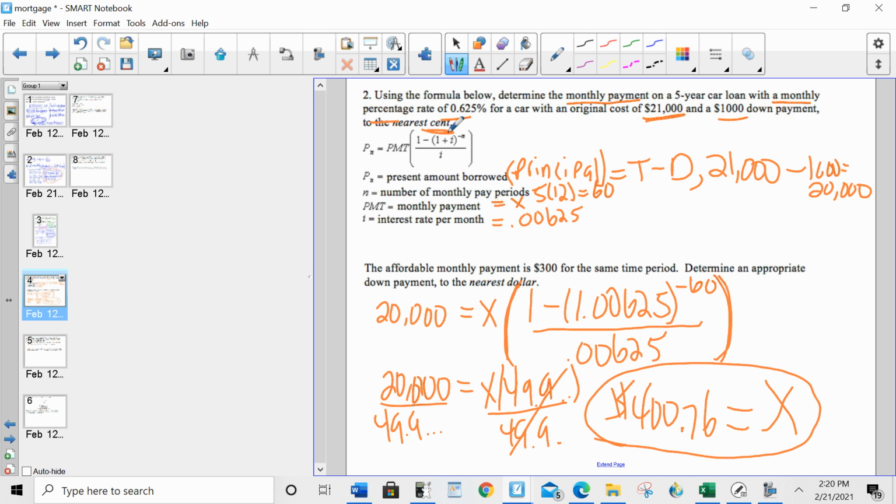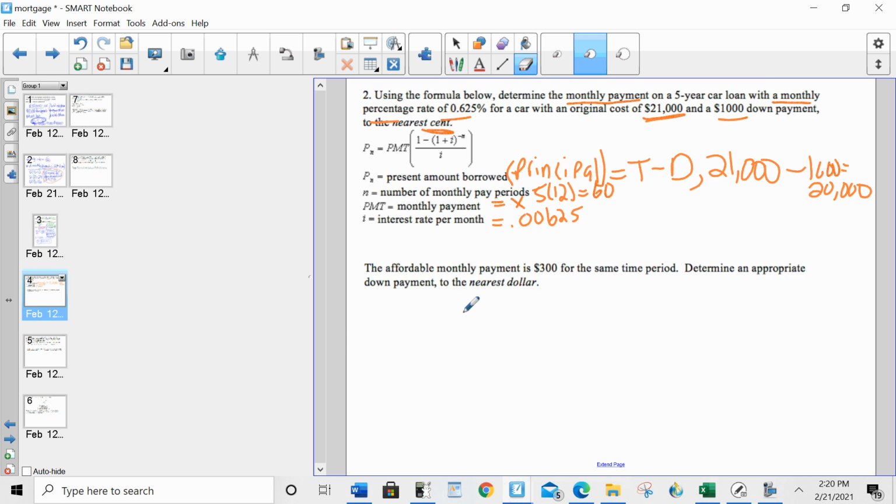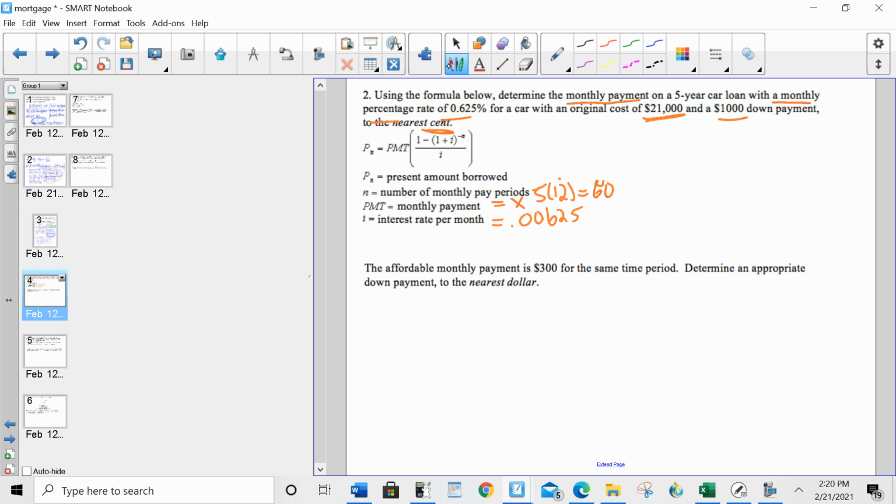Now we have a second question. The affordable monthly payment is $300. So now we have a new situation. The principal is going to change. The percent rate is not going to change. The number of monthly payments, basically, the rate and the duration is not changing. But the other ones are. So now the affordable monthly payment, the monthly payment, is now $300, and it wants the down payment.